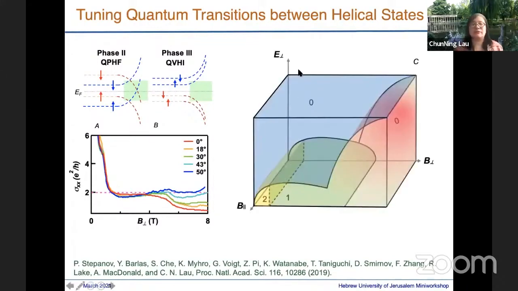So here is the complete phase diagram. I'm just labeling the number of pairs of helical edge states.